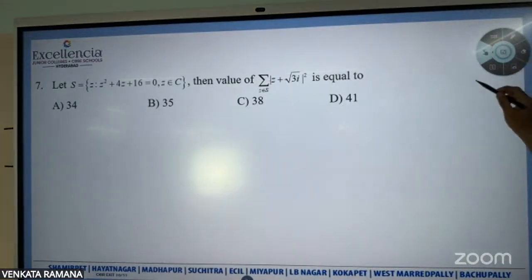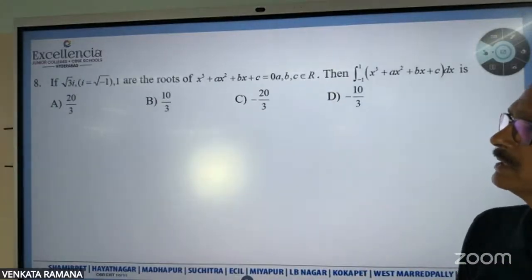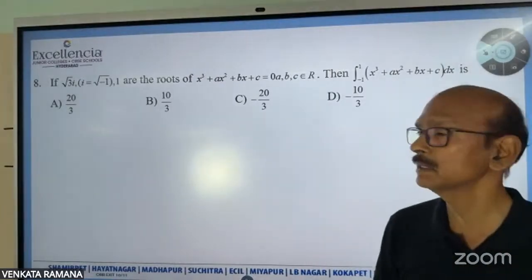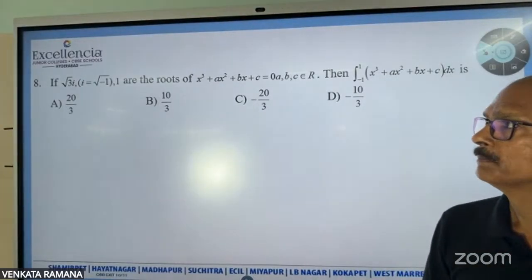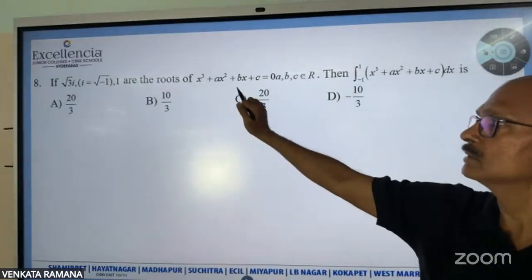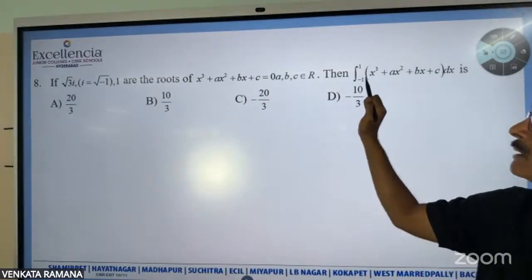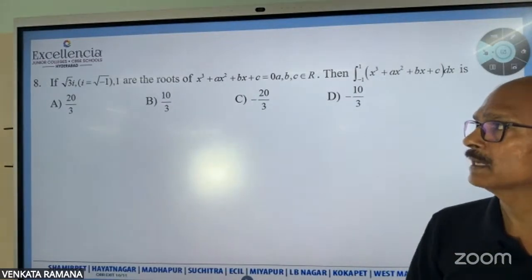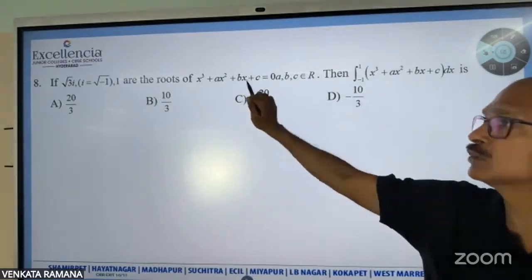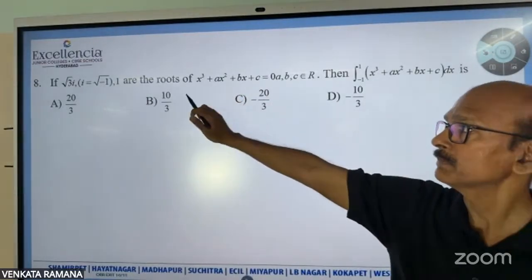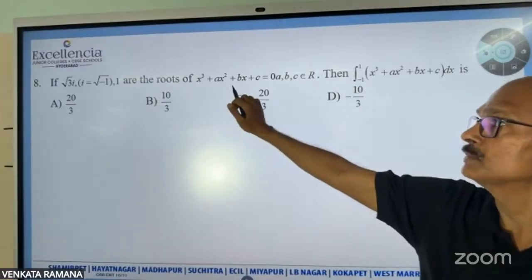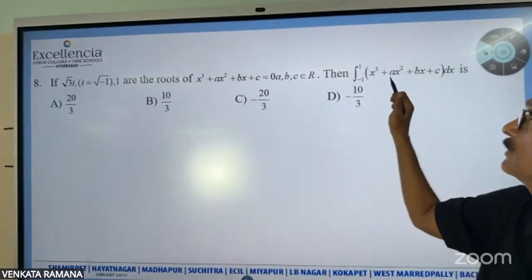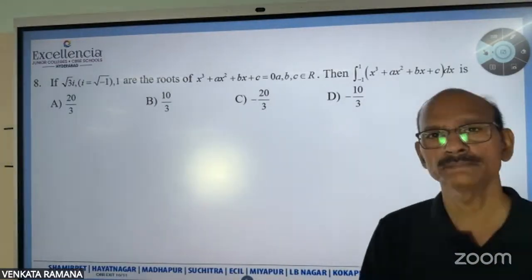Next, see students, root 3i and 1 are the roots of this equation. Then what is the value? It is also a multiple concept problem. It is multiple concepts because he has given imaginary roots and a cubic equation. With the help of the roots and this cubic equation, we have to find the values of a, b, c. Once you know the values of a, b, c, if you replace them here, you will get the answer.